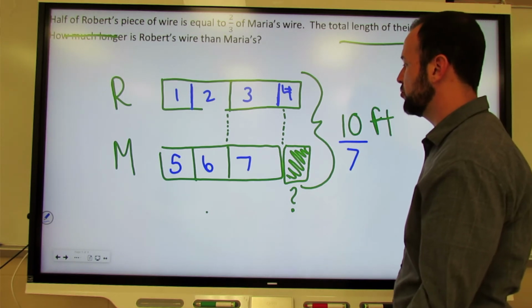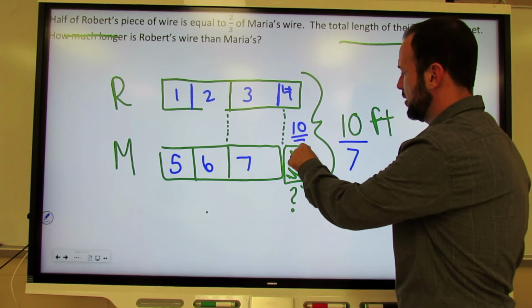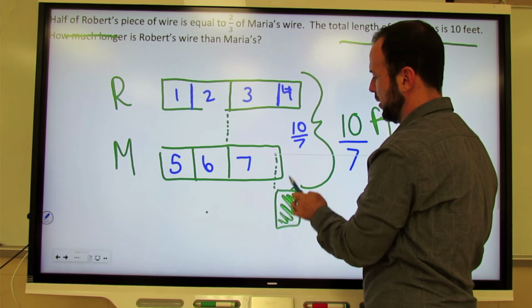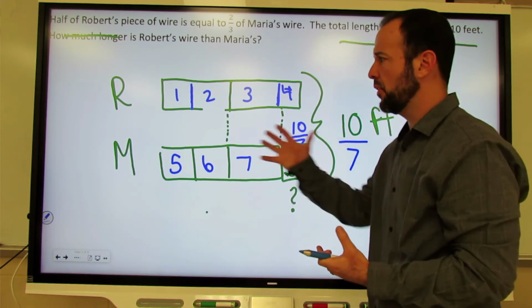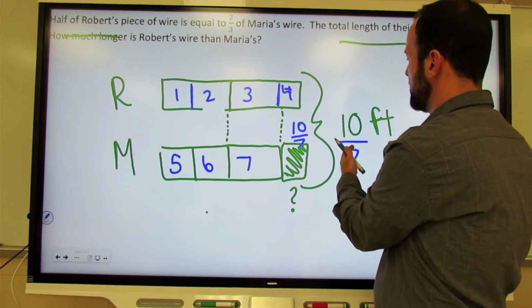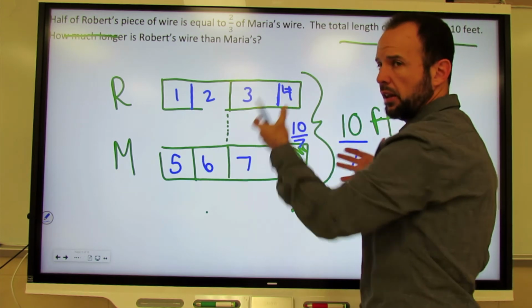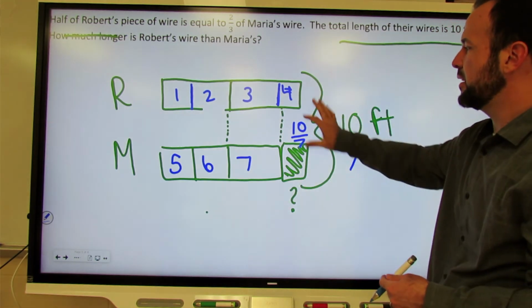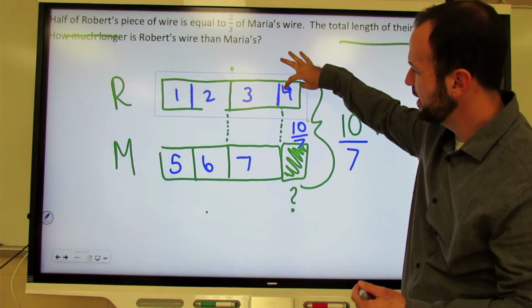But basically, we can also just say that Robert's piece is 10/7 bigger. It's that one piece bigger, which is the same as 10/7. If all of these shapes were the same size here, 10 divided by 7 would give us the measurement of each of these. And like I said, we could divide that and get the actual decimal, or we could just say that Robert's piece is 10/7 bigger.